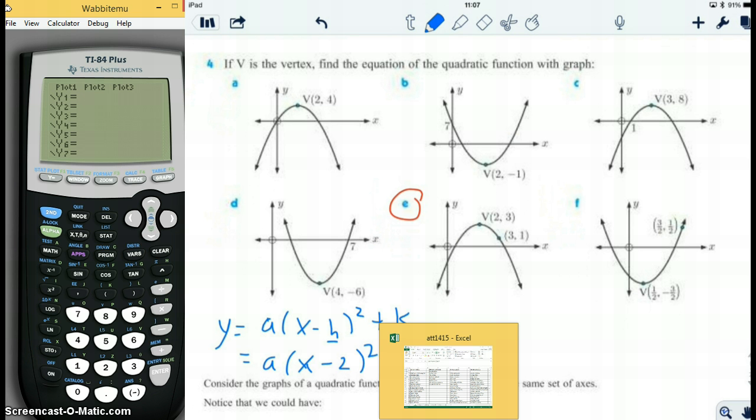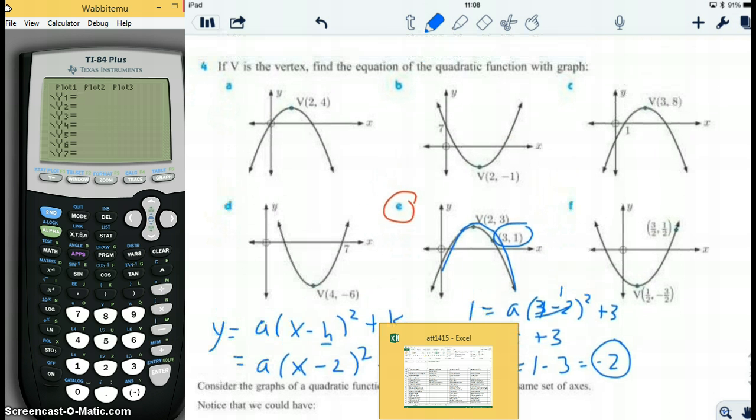How are we going to figure out a? Well, they gave us this extra point, (3, 1). If we put in x equals 3 and y equals 1, then we're going to be able to figure out a. So we'll put 1 in for y, and 3 in for x. And what do we get? 1 equals a times 1 squared, so it'll be a plus 3 equals 1. a equals 1 minus 3, which is negative 2. Does that make sense? Yeah, a is negative, so the parabola opens down, and it really does.